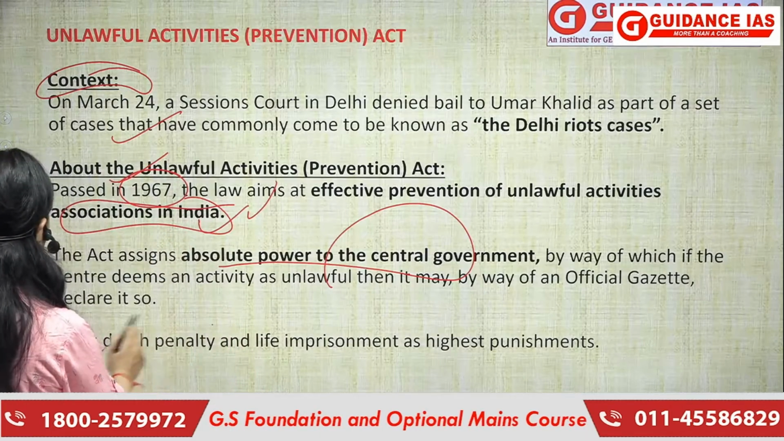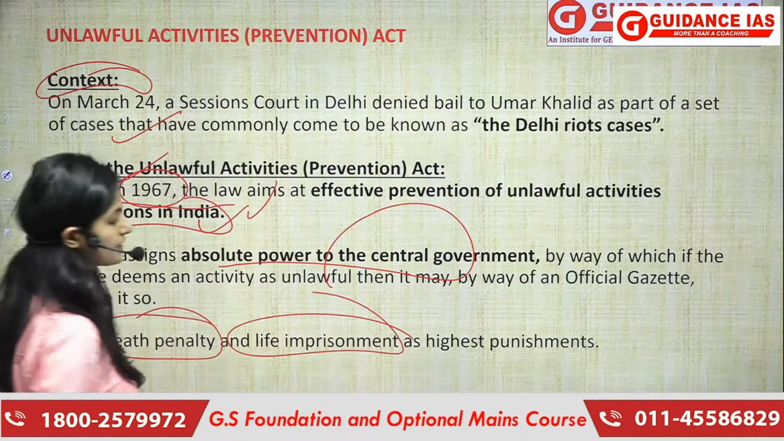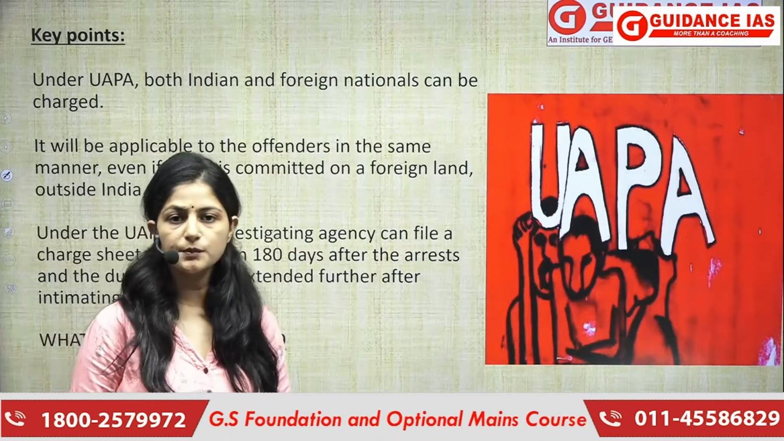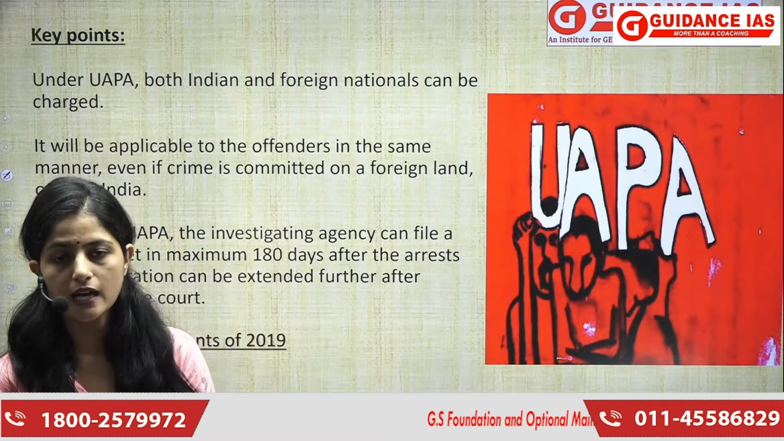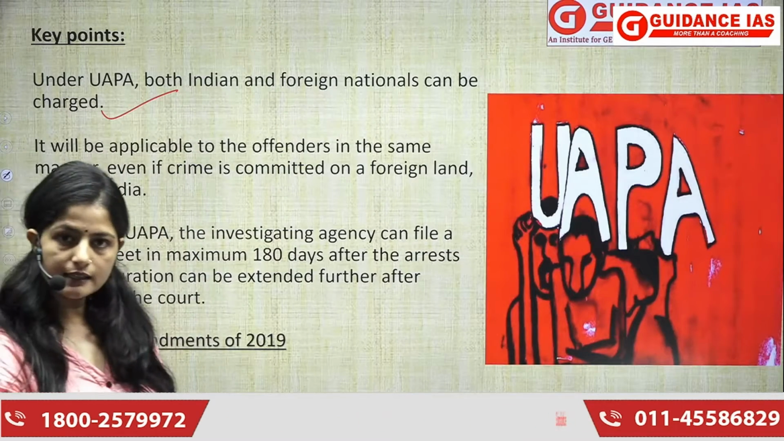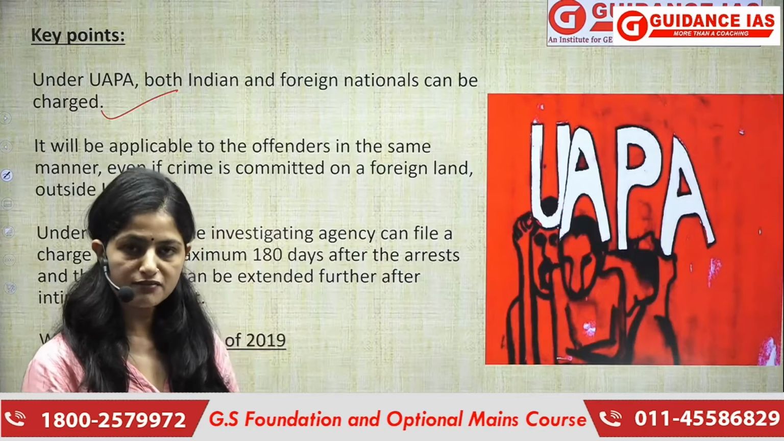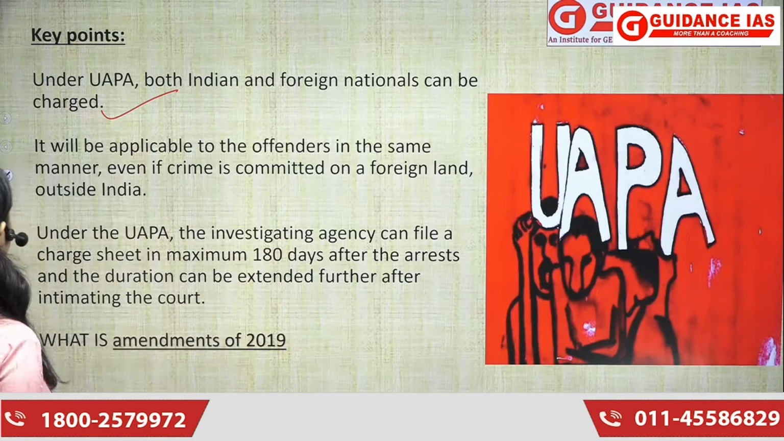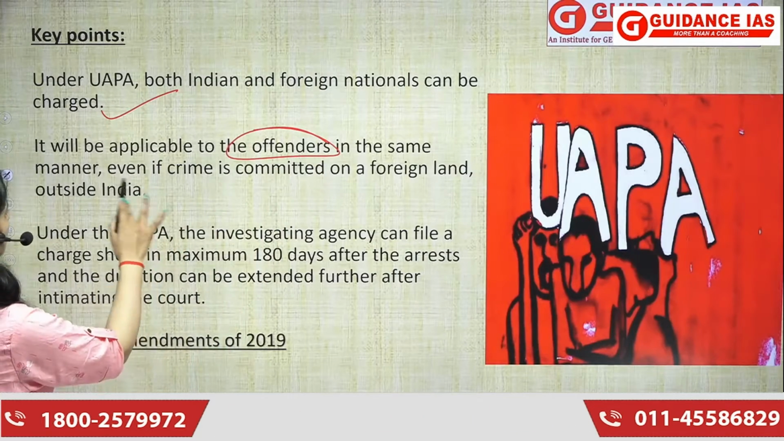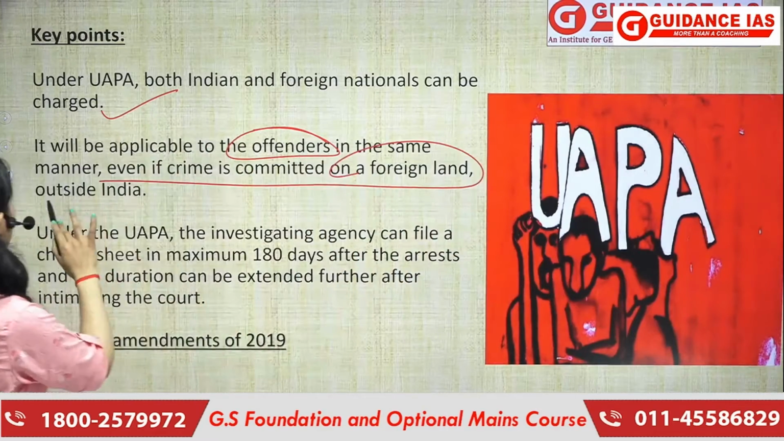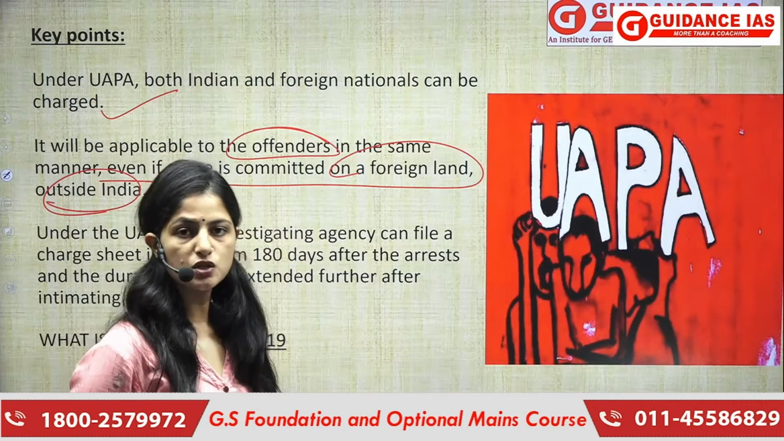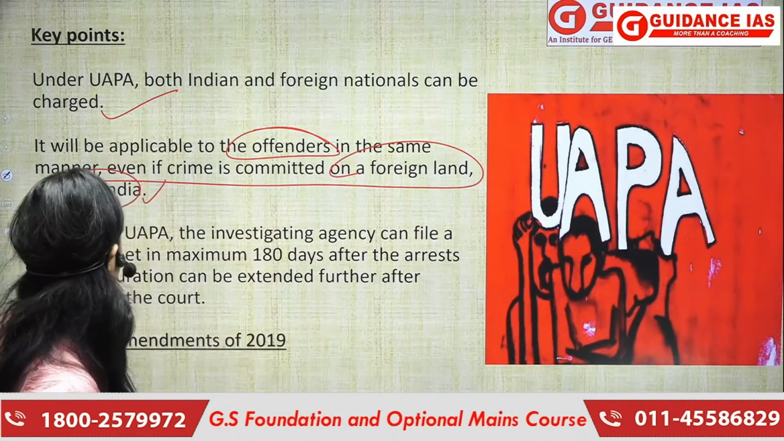Okay, and it has death penalty and life imprisonment as the highest punishment. Apart from this, there are two or three key points: not just Indian nationals but also foreign nationals can be punished through this. They can be charged. Apart from this, it's not necessary that the crime be committed inside India's territory. If there is an offender in the same manner, even if the crime is committed on foreign land outside India, we can arrest or charge the person under this particular act.